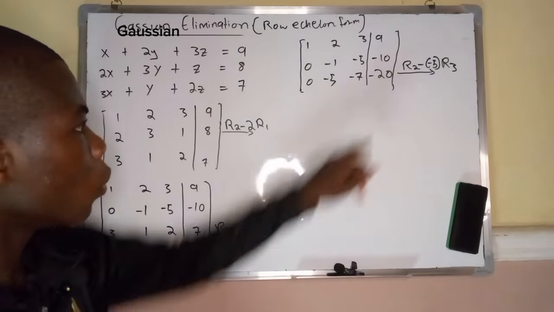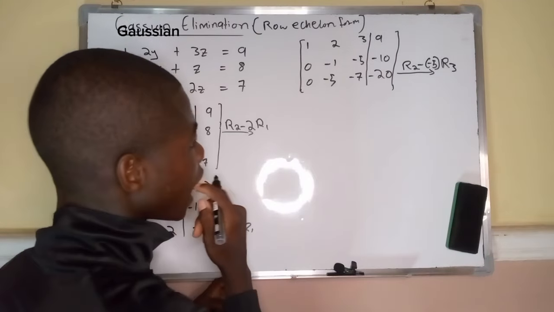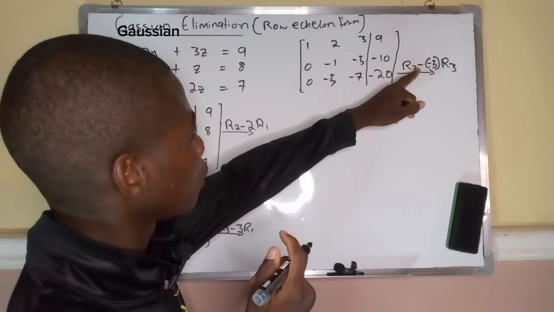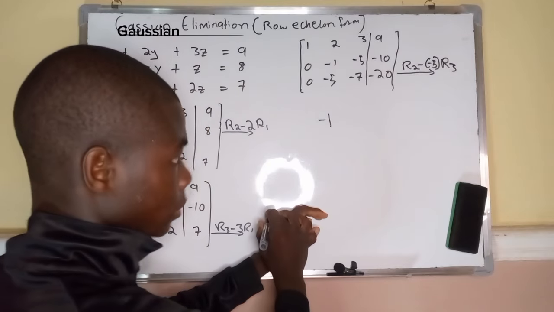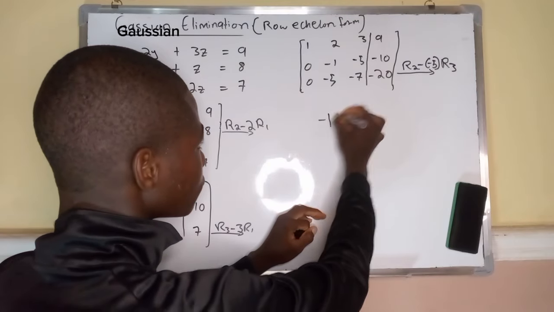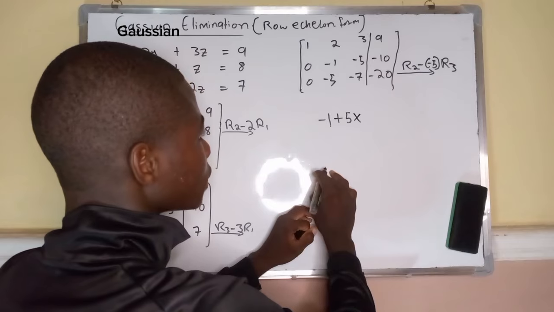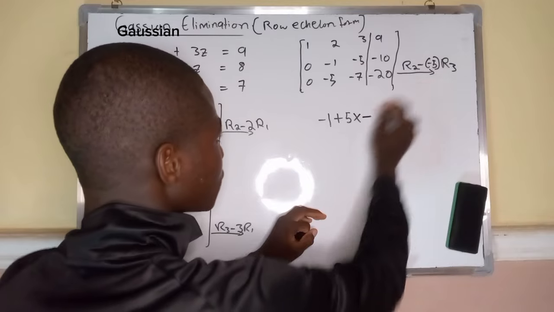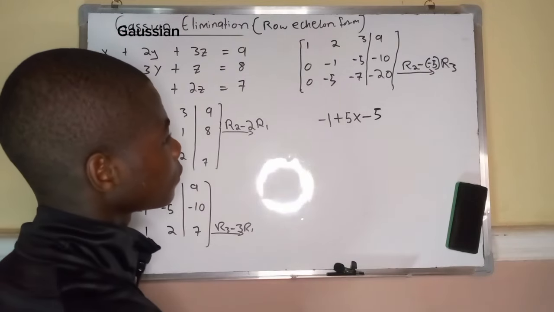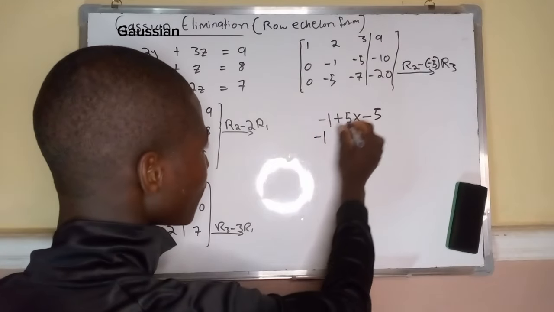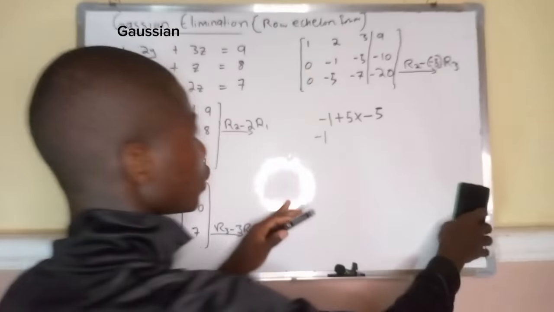So let's check whether we can get 0 here. I have R2. What is R2? My R2 is minus 1. And then I have positive, minus minus, which is plus 5 multiplied by row 3, which is minus 5. So therefore, I'll have minus 1, and 5 multiplied will become 25. So therefore, I will not get 0 there.